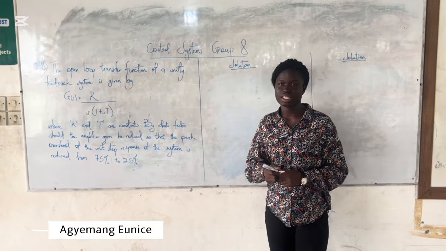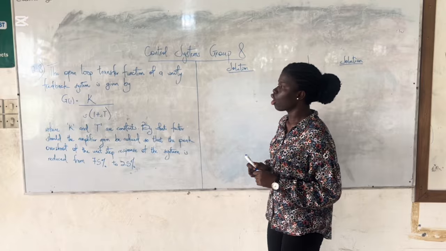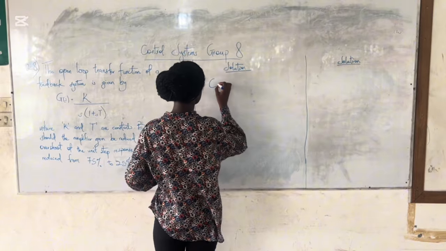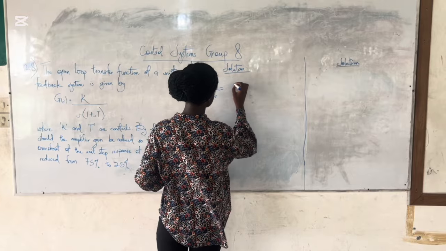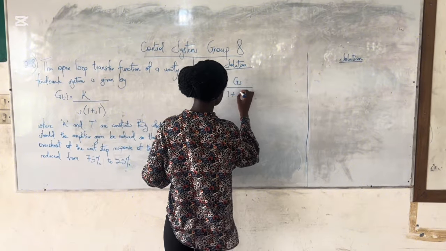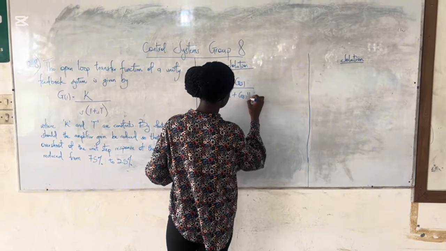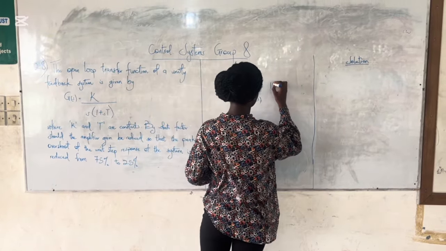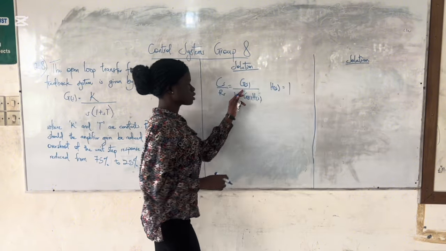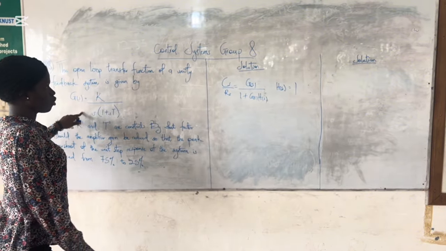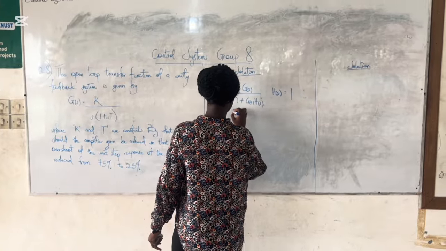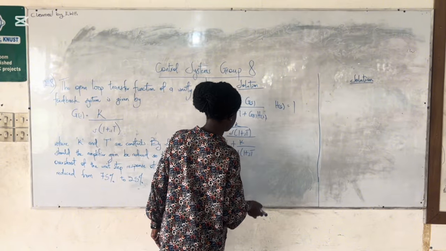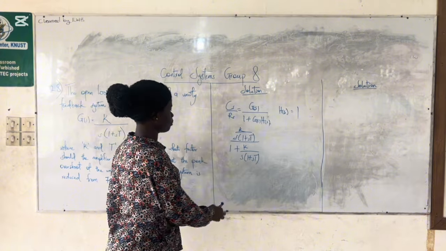My name is Eunice Searchman, and in this section, we would now find the closed loop transfer function of the unit feedback system. So we use the formula. Now since it's a unit feedback system, that means H(s) is equal to 1. We have H(s). And since we already have G(s) in the question given, we just substitute. So K over S(1 + ST) over 1 plus K over S(1 + ST). So we'll solve the denominator first.